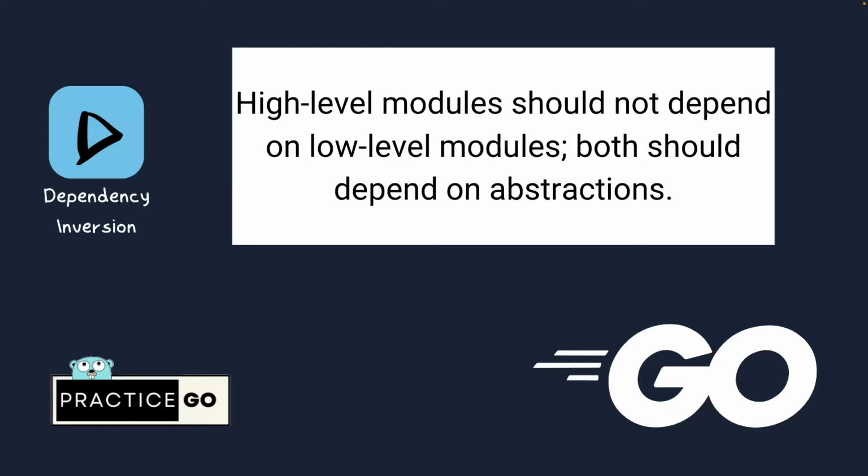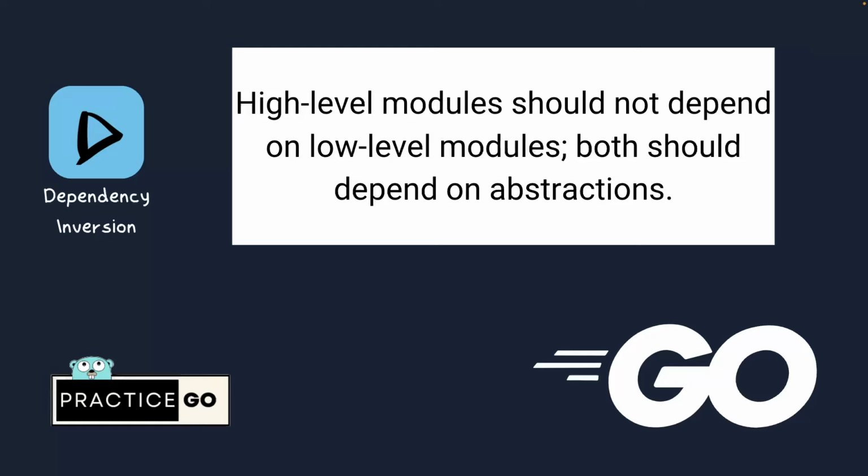The fifth and the last principle is called dependency inversion principle. High level modules should not depend on low level modules. Both should depend on abstraction. For example, we have one service layer where we have the business logic, and we have another layer called database layer where we have all the database operations.